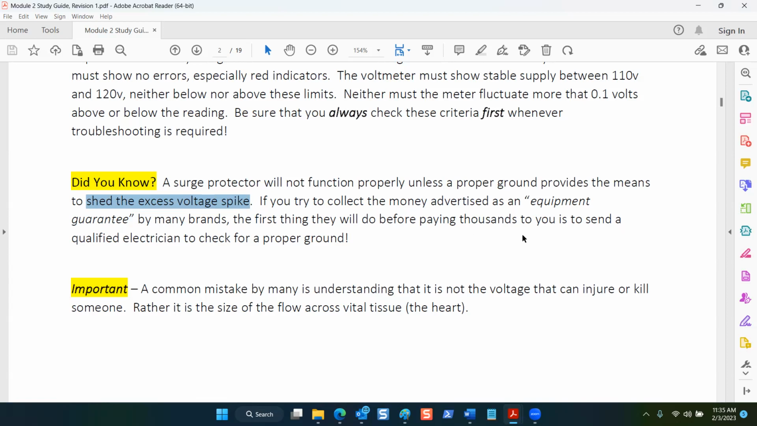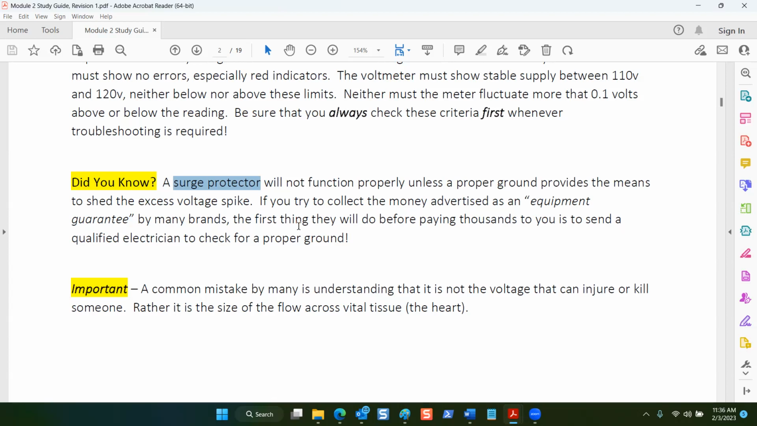Some people sell surge protectors with a $10,000 equipment guarantee. It's a marketing thing. Oh, this comes with an insurance policy. If your equipment fries when you're using our surge protector, we'll replace the cost of your equipment up to $10,000. Have you ever seen that? Has anyone ever seen that on a surge protector? If you look closely next time, it'll tell you.